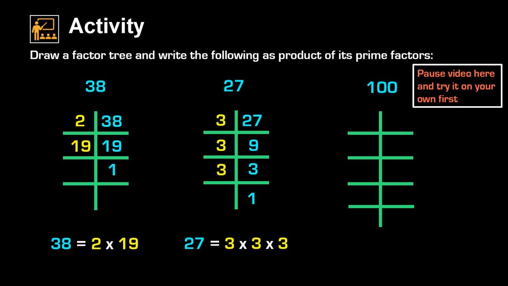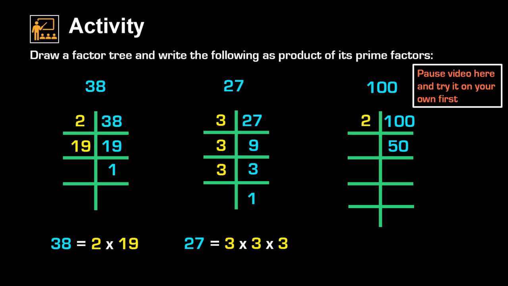So what we've done here, we wrote 27 as a product of its prime factors. And the last one here is 100. Start again there with 100. Again we go back to 2, which is the smallest prime number. 2, and we say 100 divided by 2 will give us 50.